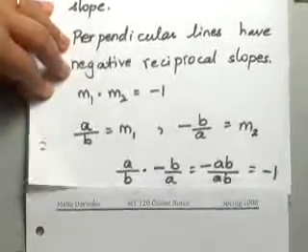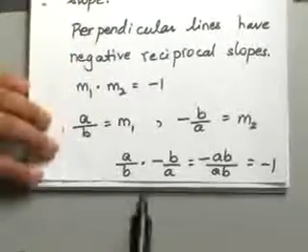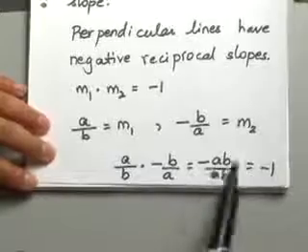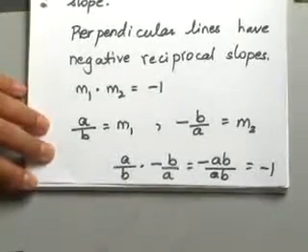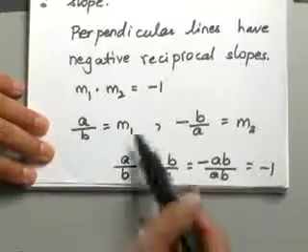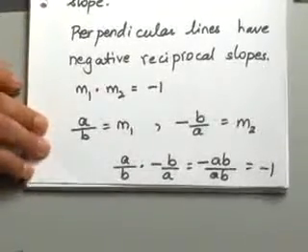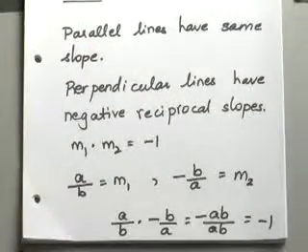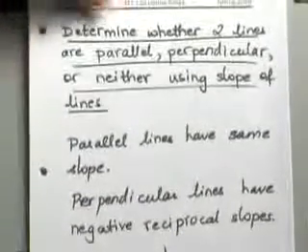Now, if you take the product of these two slopes, a over b times negative b over a, multiply the two slopes together and your answer is negative 1. So that right there tells you that these two lines are perpendicular. So that's what you want to keep in mind when you're trying to determine if two lines are parallel or perpendicular or neither.